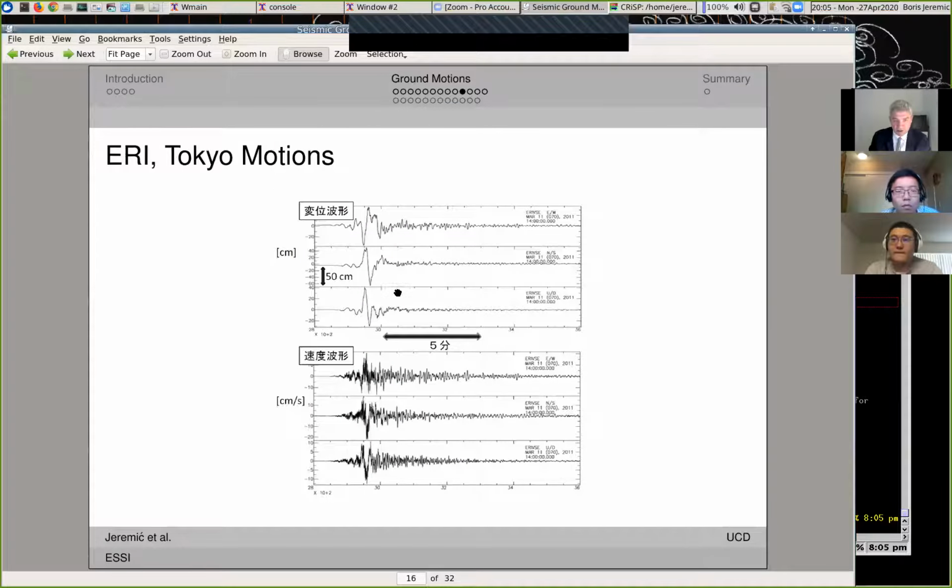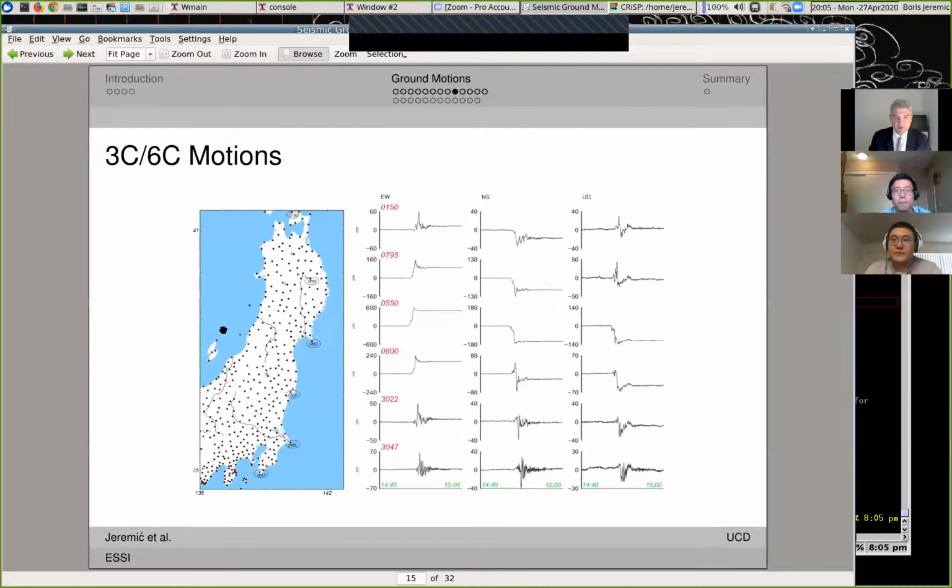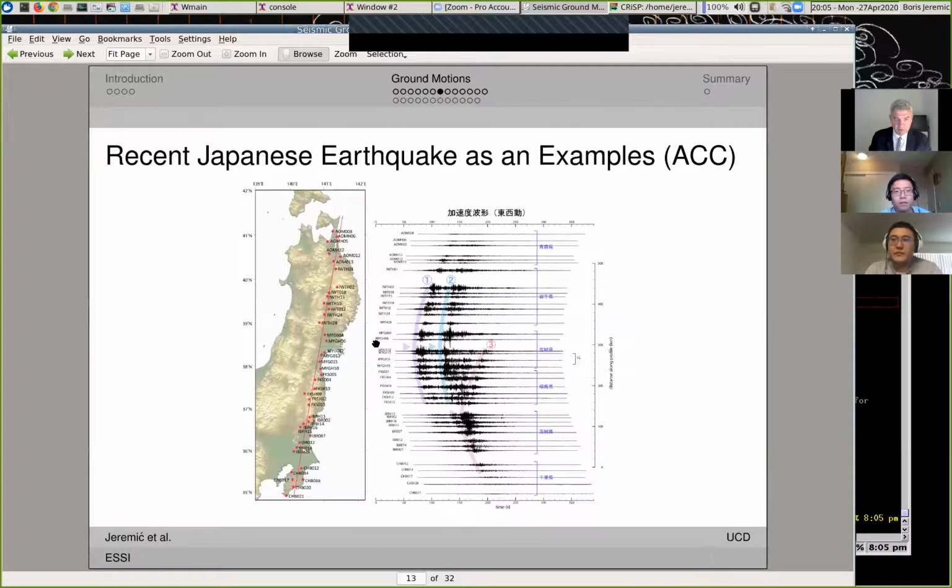These are motions that are measured in Tokyo. Let me show you where that is. So the epicenter was here and here in the ocean, and then here, and Tokyo is here.